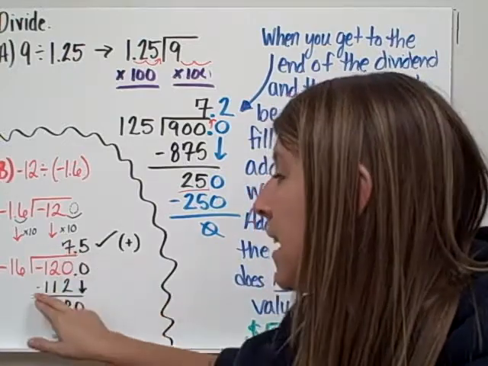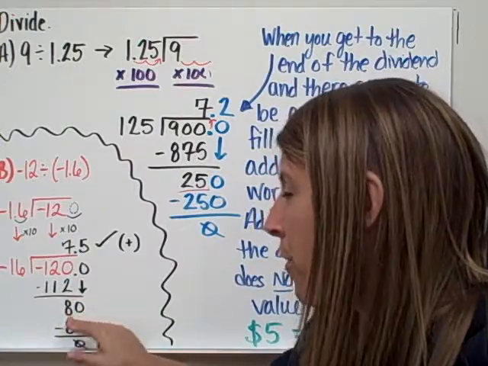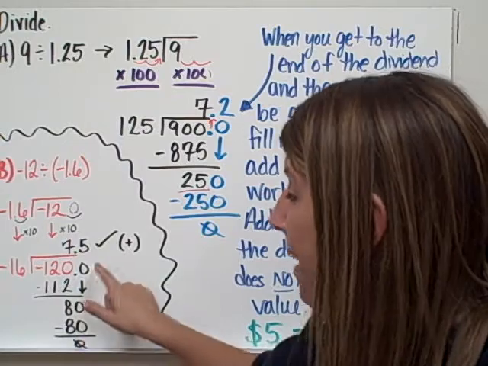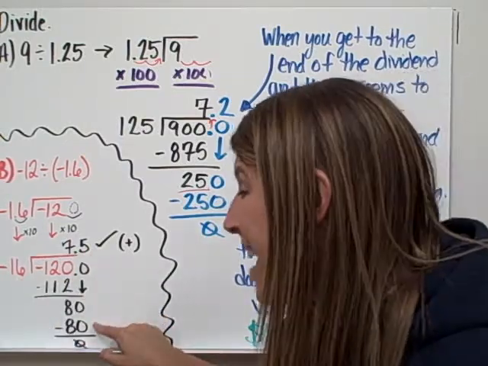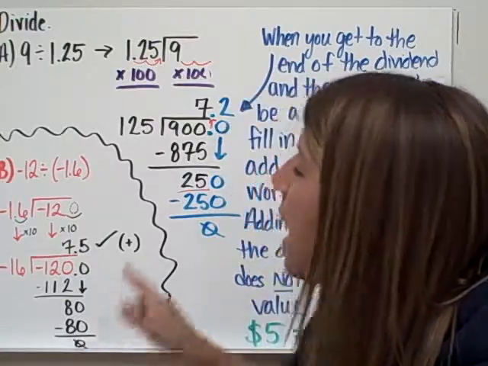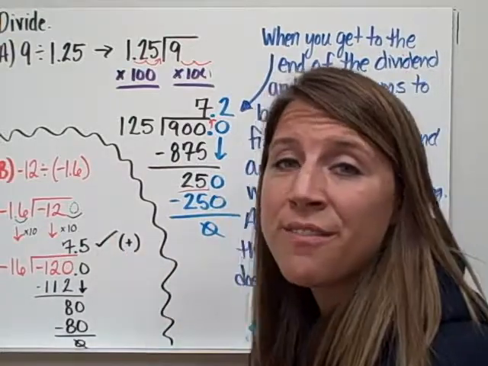7 times 16 is 112. I subtract that. I get 8 left over. Again, I have to add that decimal, put that straight up, add another 0, and then 16 times 5 is 80. So I subtract that out with nothing left over at this point. And remember that my answer is positive, so I'm good with 7 5/10.